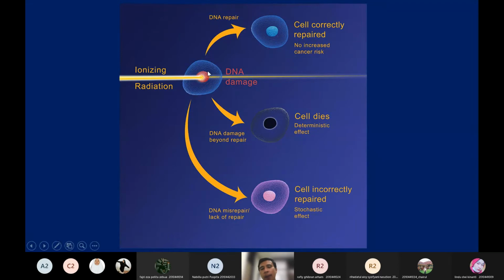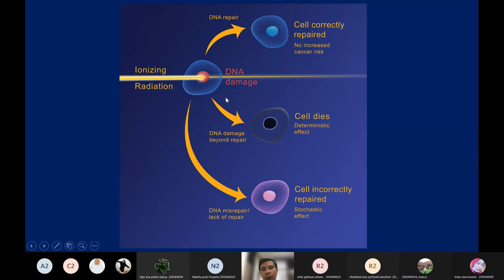Jadi perlu kita ketahui bahwa sel itu memiliki kemampuan untuk self-repairing, bisa menyembuhkan diri sendiri, memperbaiki DNA-nya. So if these cells successfully repair the DNA structures, then the cells will be correctly repaired. So no problem with this. The DNA damage will be repaired and the cells will stay normal. There is no problem. But unfortunately, there are two other possibilities.